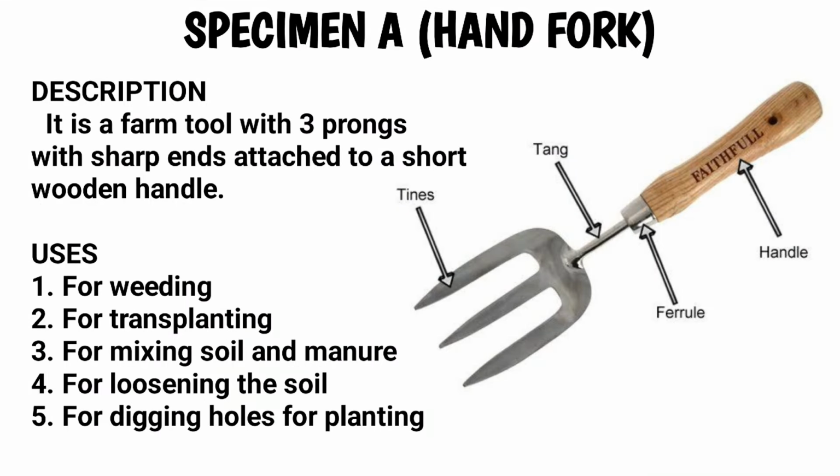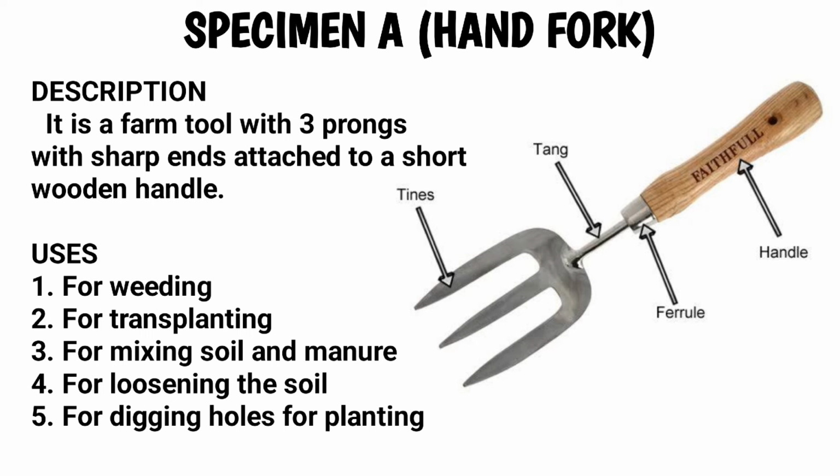So moving on to our first specimen, which is specimen A, and that is the hand fork. We could be asked to identify, which simply means what is the name of that specimen. So in this case, specimen A is a hand fork. Then they could tell you to give a description. It simply means describe what you can see. So specimen A is a farm tool with three prongs with sharp ends, and they are attached to a short wooden handle. Then they could also tell you to draw this specimen.